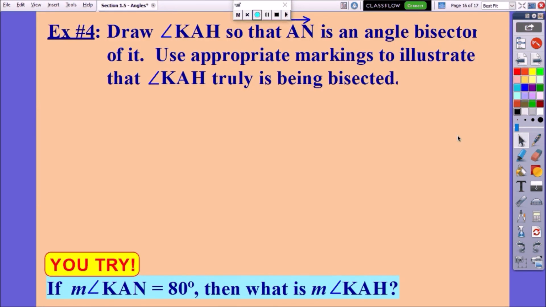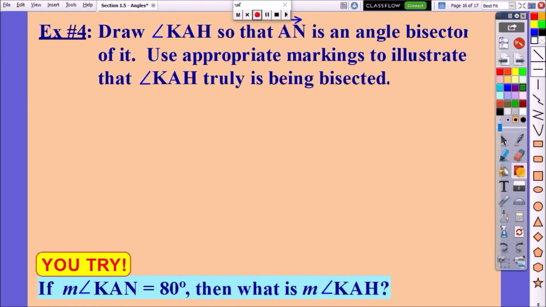All right, the last example we're going to do together, and it's kind of a two-parter. We're going to do the first part. I'm going to leave the second part for you. So it says draw angle KAH so that ray AN is an angle bisector of it. Use appropriate markings to illustrate that angle KAH truly is being bisected.